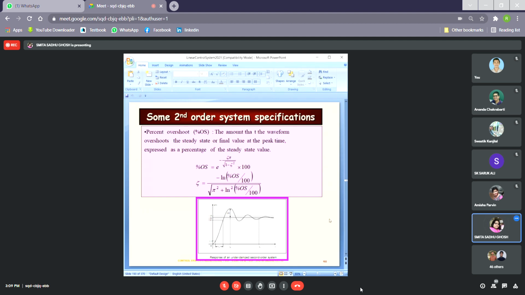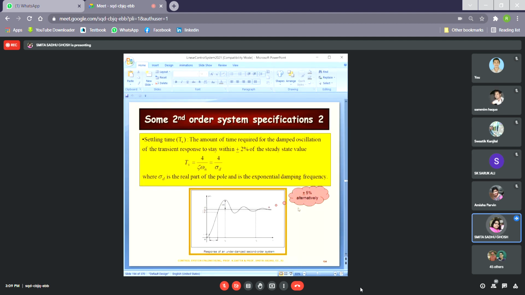On the other hand, of course, if you know the damping ratio, the percent overshoot can always be found out, and it's given over here. So this expression, essentially, you need to know. It has to be handy. You will require it off and on.